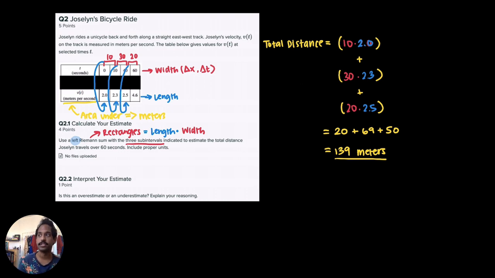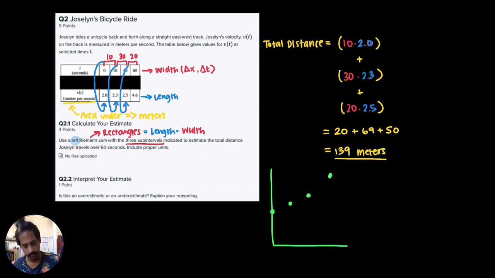Now, is this an overestimate or an underestimate? That's what the second part of the question is asking. And I'll write in a different color. Maybe I'll write in green here. Is this an overestimate or an underestimate? Well, we can think about this by figuring out, well, what's happening to our function? Is it increasing or decreasing? And we can just draw a fake version of this function. I can see that our function is increasing. It goes from 2.0, so let's say here's 2.0, to 2.3, to 2.5, to 4.6. We'll draw it there. It's increasing.